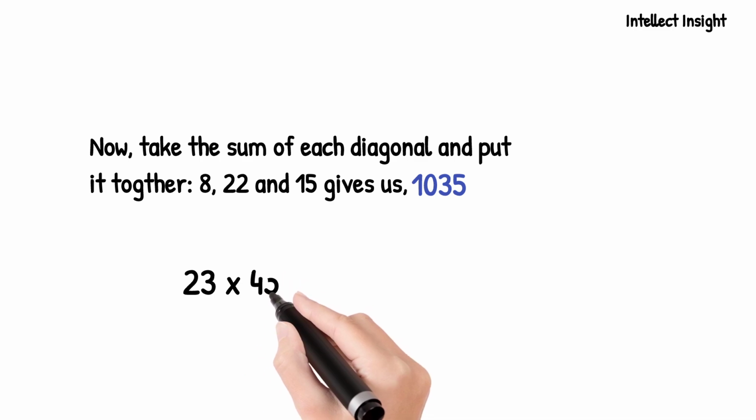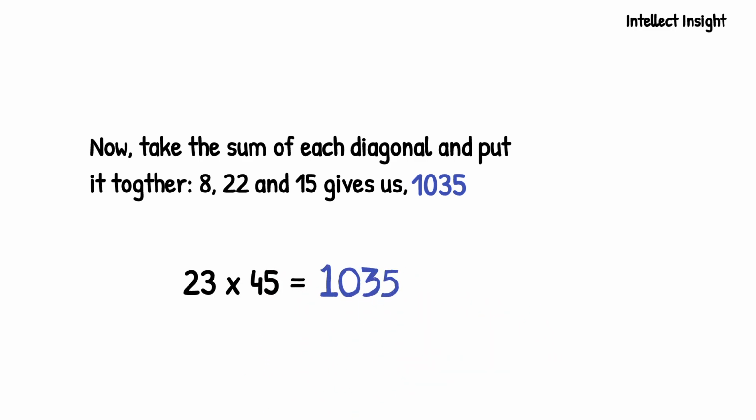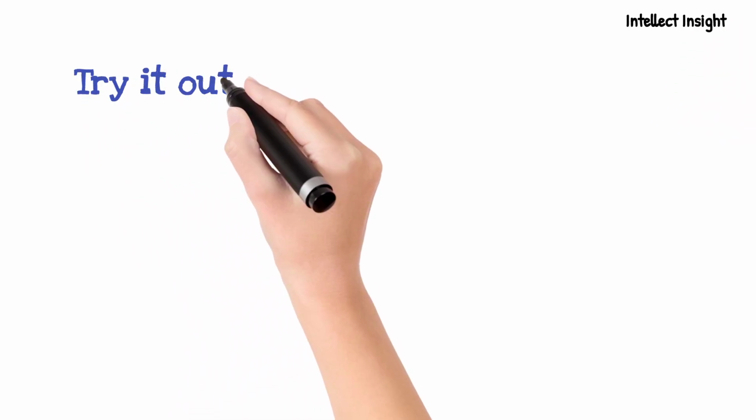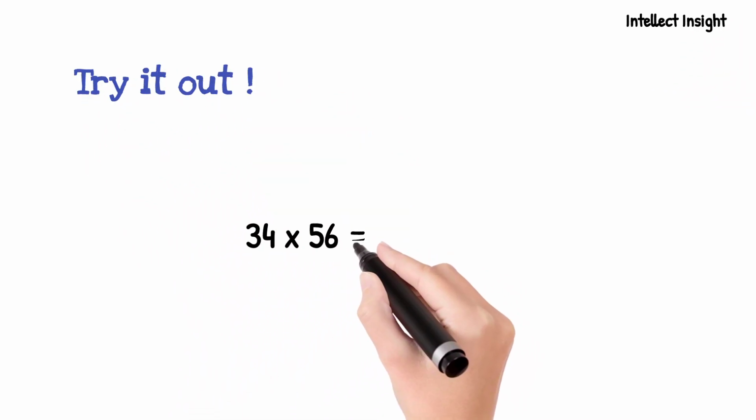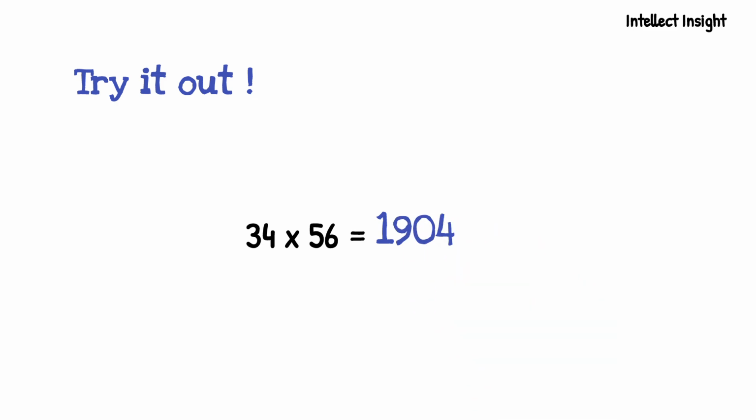So 23 multiplied by 45 is equal to 1035. Now you can try multiplying 34 cross 56 using the lattice method. Pause the video and give it a try.